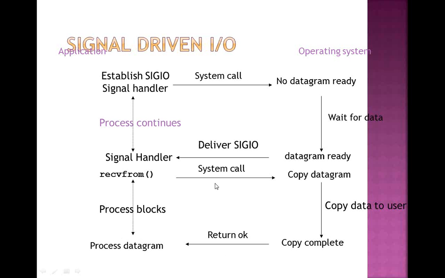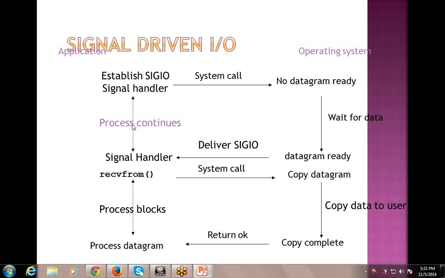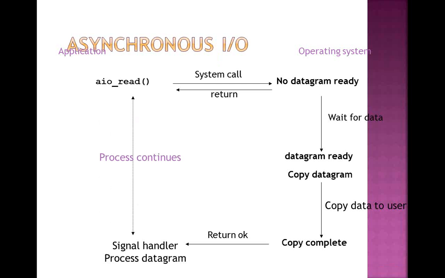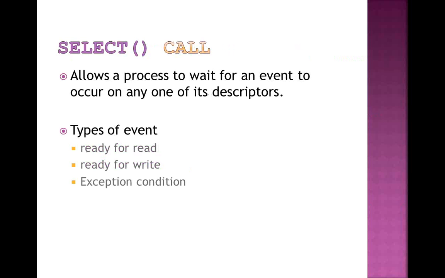This is the signal driven input output. The same way, a signal is established, a SIGIO signal handler, that continues the process, or that calls the function, the system call, that waits for the data, then copies the data, returns OK, and the datagram is processed. Then asynchronous input output, that is used by using the function aio_read, the asynchronous input output read function that is used for reading asynchronous values. Then now it's the select function.